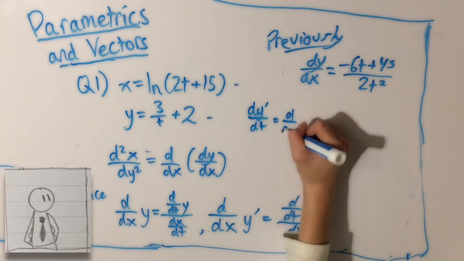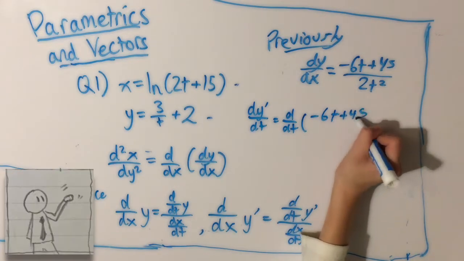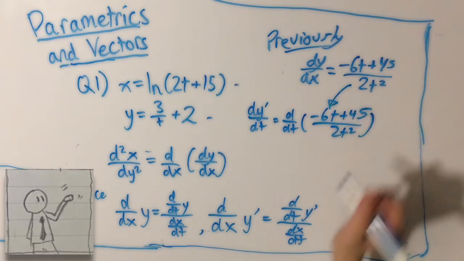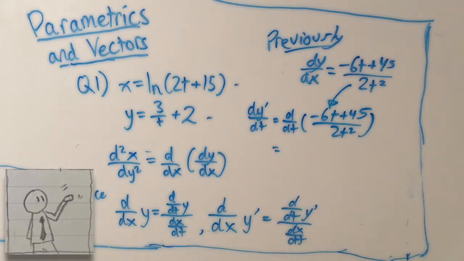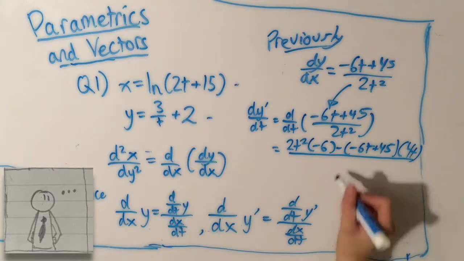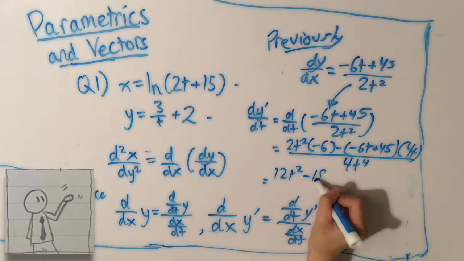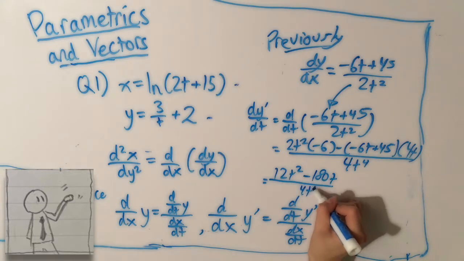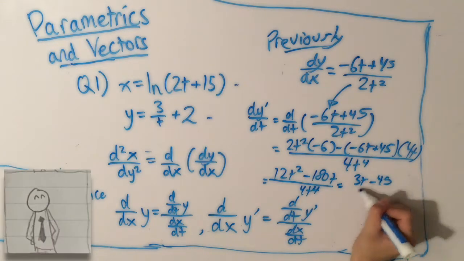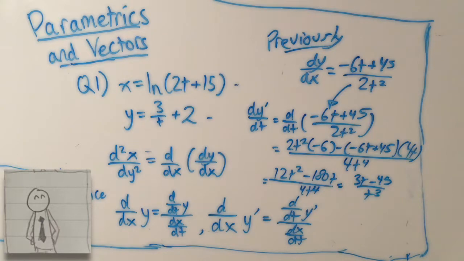First find d/dt of y prime. d/dt of y prime is equal to d/dt of negative 6t plus 45 over 2t squared. Simplify it out. You get 12t squared minus 180t over 4t to the fourth. Cancel out, 3t minus 45 over t cubed.